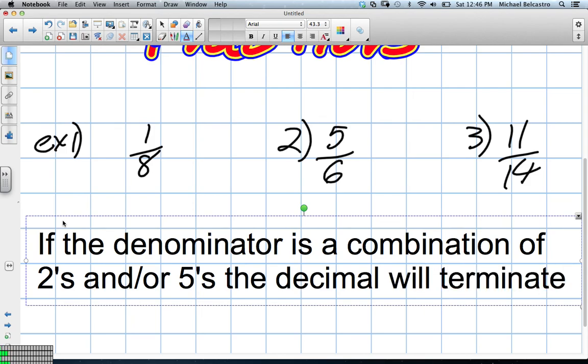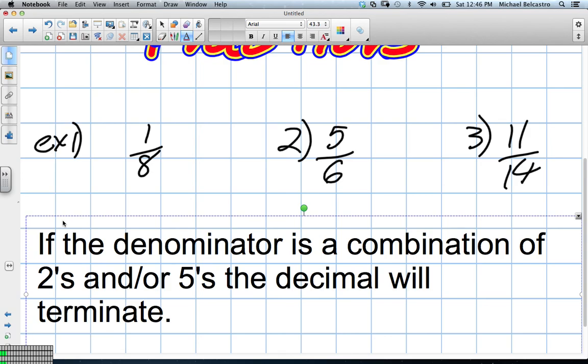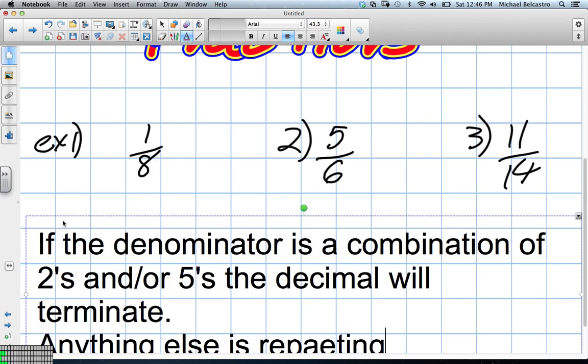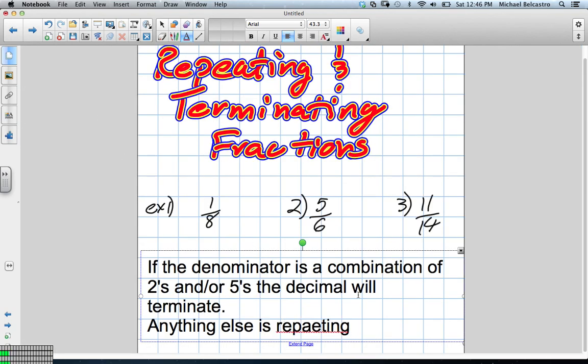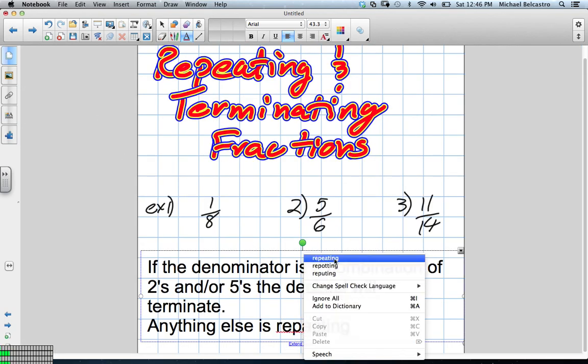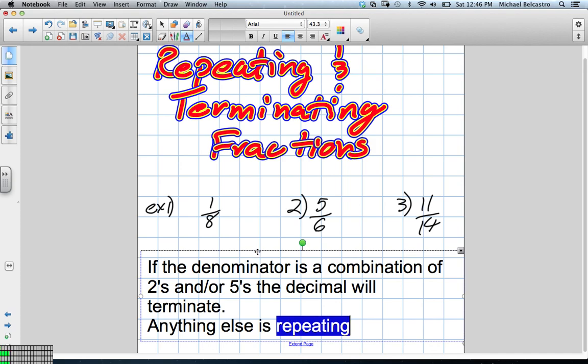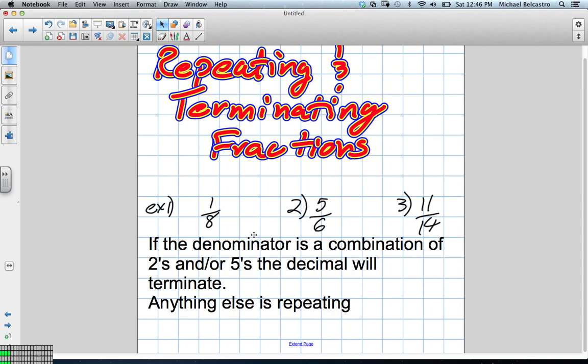Perfect. Anything else? Well, if any other prime factors are mixed with the 2s or 5s, then you can tell. Let's make sure we spell that right: repeating. Anything else will be a repeating decimal. That's what we know for our rule, right? Okay.